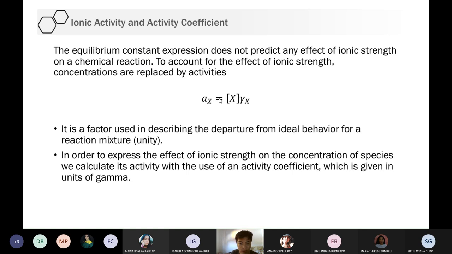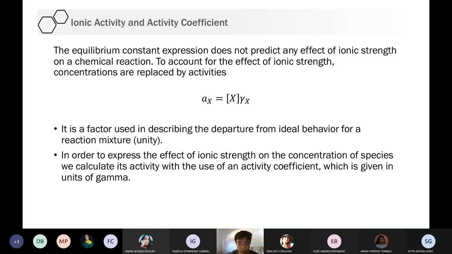And activity is equal to the molarity times the gamma. What is gamma? Gamma is the activity coefficient. Okay? Okay, so ganun lang. So, bakit nga ba molarity lang yung nilalagay natin sa equilibrium constant? Kasi last chapter, ganun lang eh, di ba? Molarity lang nilalagay natin. Because our assumption is that our species are ideal, no? Ibig sabihin wala yung ionic sphere nila, no? Wala siyang hydration sphere. So ibig sabihin noon hindi siya affected by other ions sa paligid. Okay? 'Yun kasi yung assumption natin.